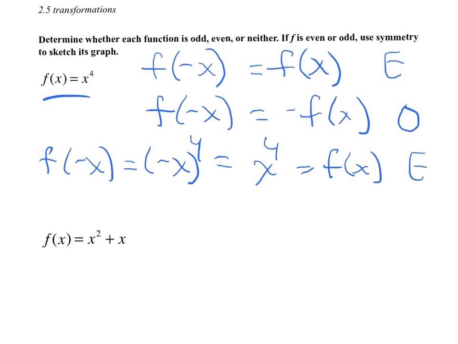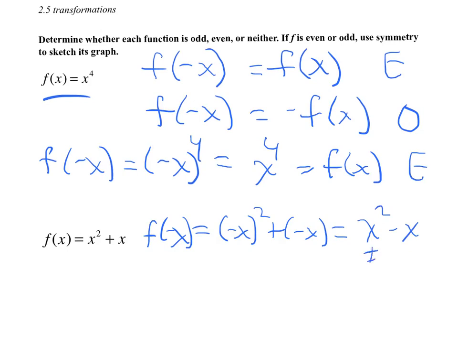The next one is neither. If you do f of the negative of x, you get the negative of x squared plus the negative of x, which is equal to x squared minus x, which does not equal f of x, and also does not equal the negative of f of x. And so therefore the function is neither even nor odd.